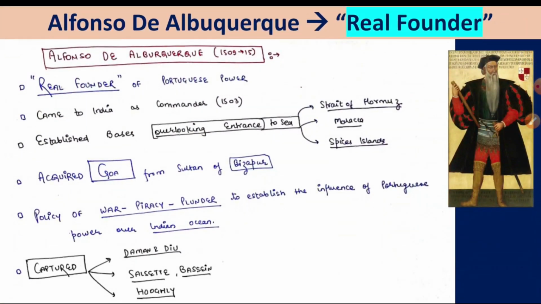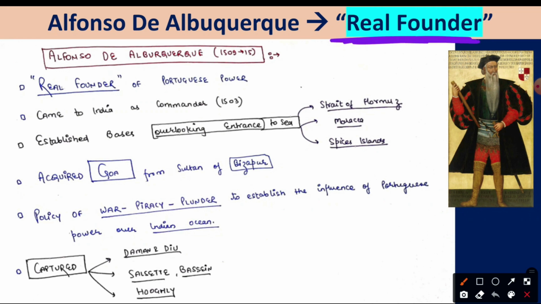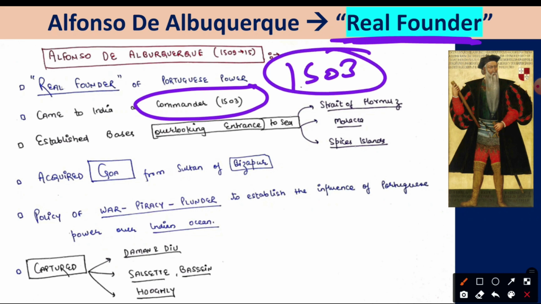Then comes the second viceroy, that is the Alfonso de Albuquerque. He was the real founder of the Portuguese Empire in India. He came to India before he became the governor in 1503. Finally, he became the viceroy in 1509.